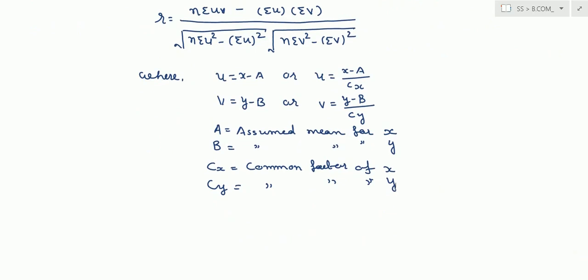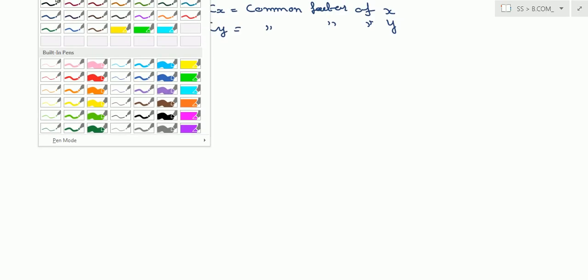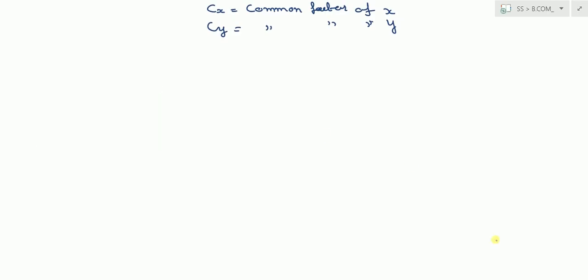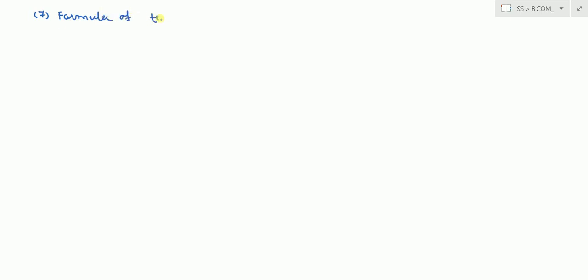Okay, 7 number. Now we are going to write the last formula of Karl Pearson's method. Formula number 7. This is called formula of two-way frequency parallel.